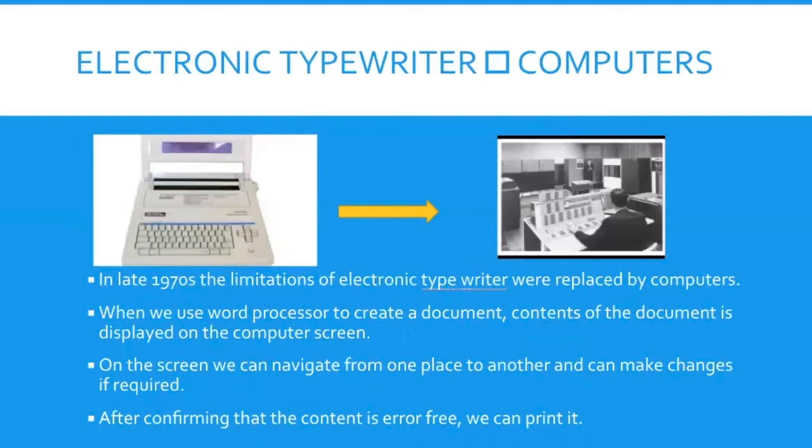Now, here we have the transition from an electronic typewriter to computers. In the late 70s, the limitations of electronic typewriters were replaced by computers. When we use a word processor to create a document, the contents of the document are displayed on the computer screen. On the screen, we can navigate from one place to another and can make changes if required. After confirming that the content is error-free, we can also print it.